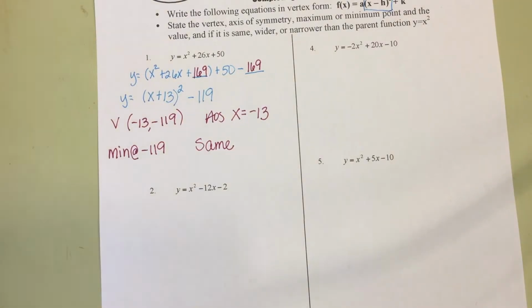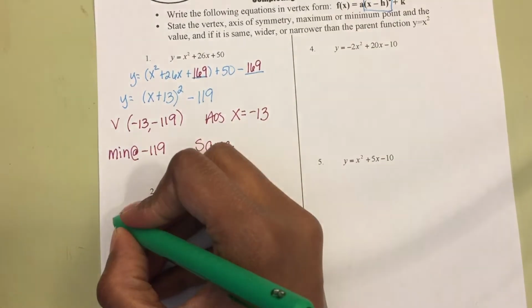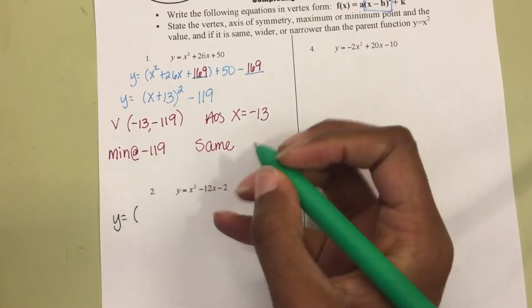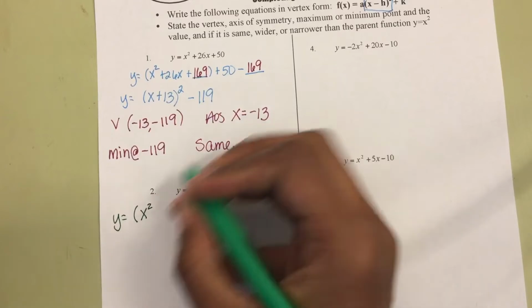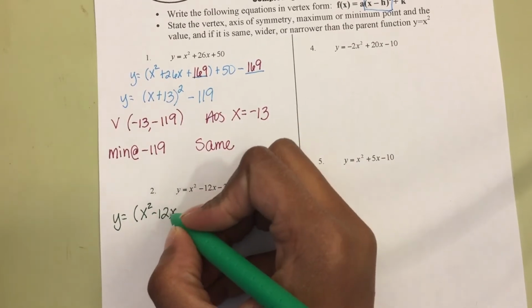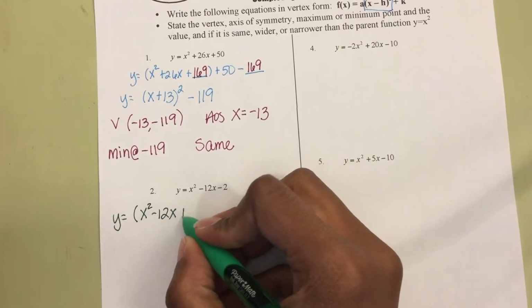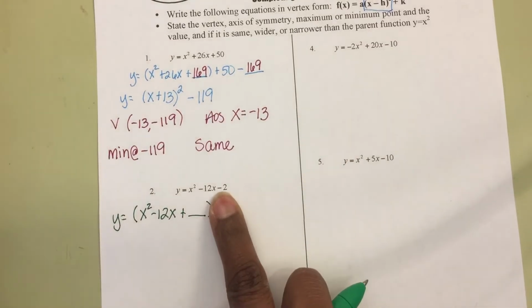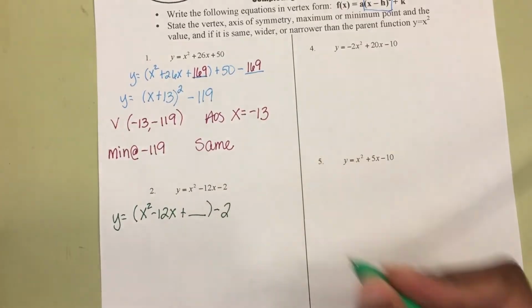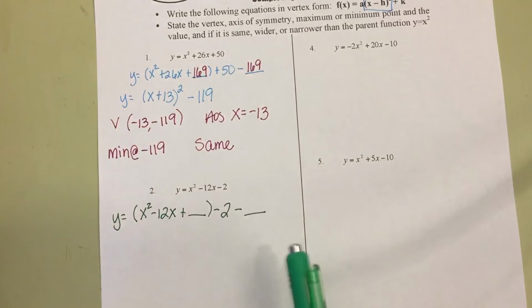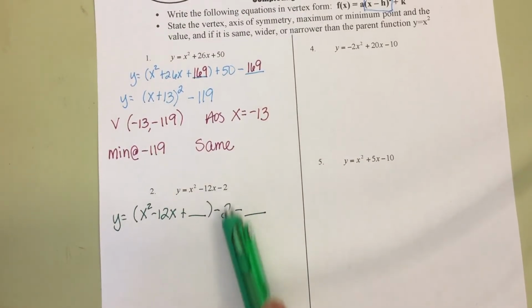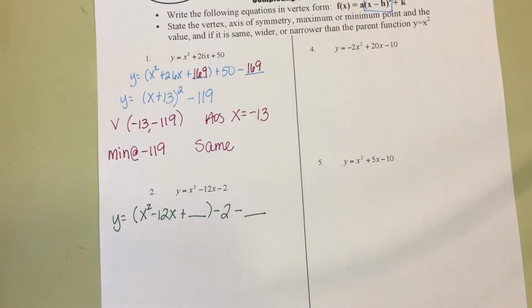Again, we follow the same process over and over again. So y equals, we're going to group anything that has the x's in it together. So x squared minus 12x. And then plus blank. Because that's a minus 2, I'm going to put a minus 2, but then it's always a minus blank. This sign depends on whatever your c value is. So since c is negative 2, I have to put a negative 2.